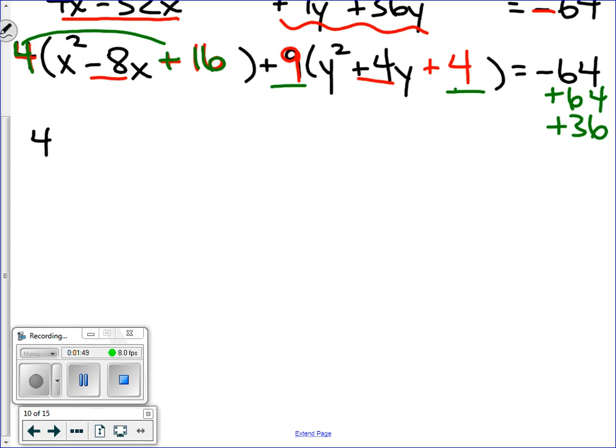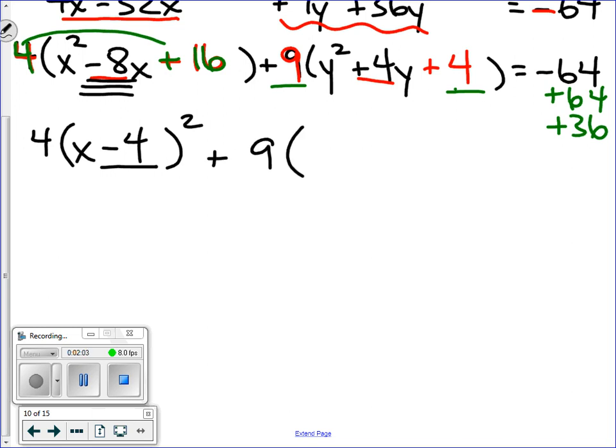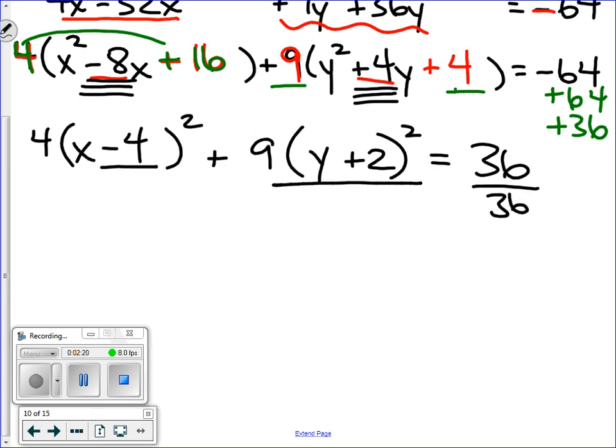So we have on the left, we have a 4. Now we're going to write our squared binomial for x. The number that goes in here with x was whatever this was divided by 2. That's negative 4. Over here we have the 9 still on the outside. We have a y, and whatever this was divided by 2, which is 2, we have that equal to the sum of the terms on the right, which is 36. And we divide by 36 to get this equal to 1.